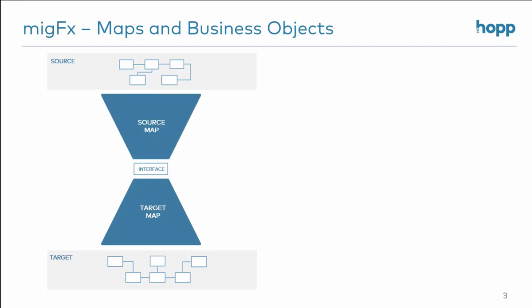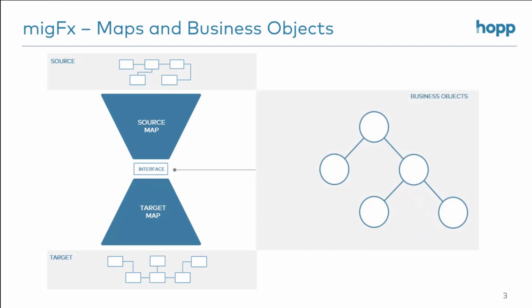On top of that, we then produce a source map, and the source map knows the interface of the target map, and the task of the source map is to figure out how we get from the data in the source system to something that conforms to the interface and can flow into the target map. So two completely different entities here. And this interface, that is our business objects.